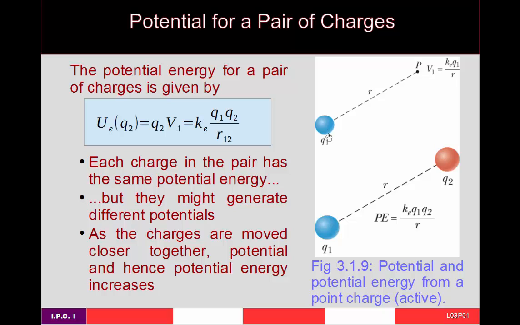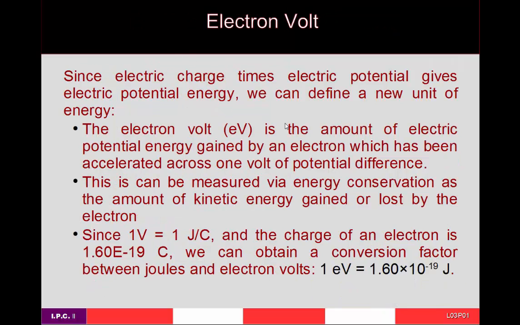given charges. So here's charge 1. It creates a potential V1 at point P. We place charge 2 at point P. Here is what the potential energy that charge 2 will have is. And as you move the two charges closer together, this potential and therefore the potential energy are going to be increasing.